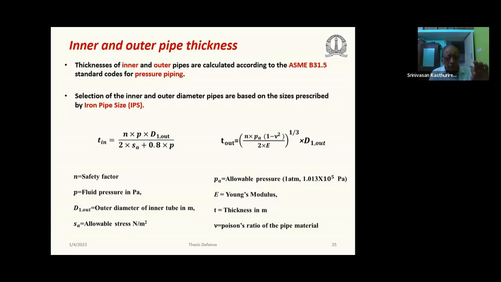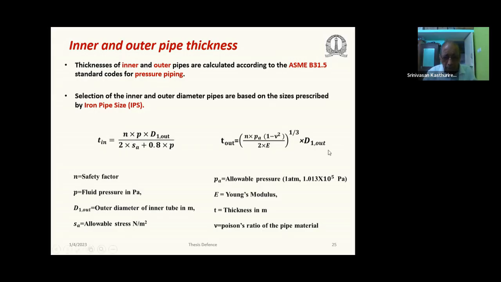Normally, once you get the wall thickness, you have to select a pipe that is suitable, whose wall thickness should be greater than or equal to this number. That is the sort of pipe you have to choose. Okay, what about the wall thickness of the outer pipe?